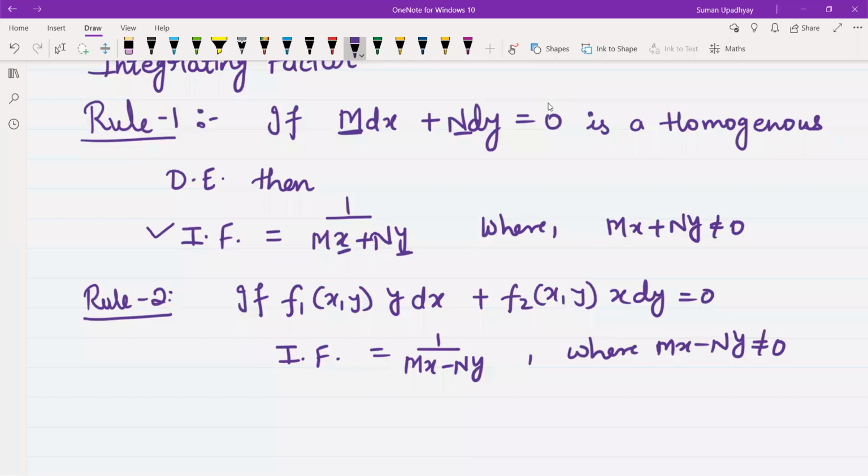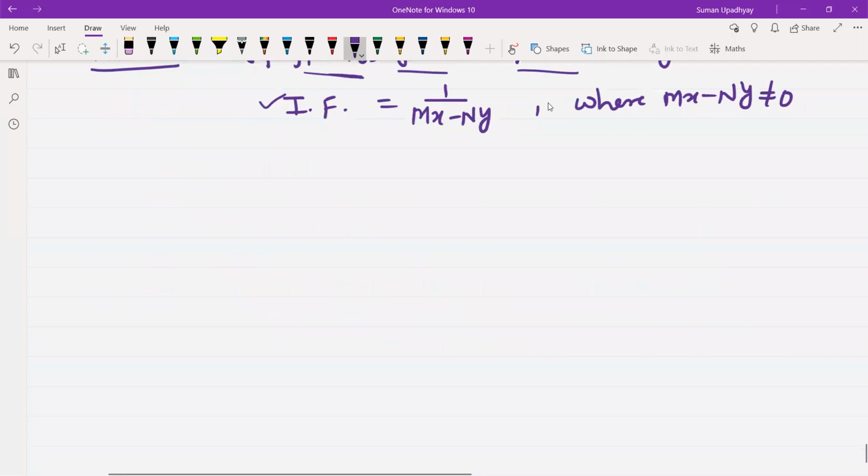Rule number 1 is applicable when your given differential equation is homogeneous, but it is not exact. At that time, you're going to use the formula for integrating factor as 1 upon (Mx plus Ny). When your given differential equation looks like f1(x, y) dx plus f2(x, y) dy, some equation in terms of x and y, at that time you're going to use the formula for integrating factor from rule number 2.